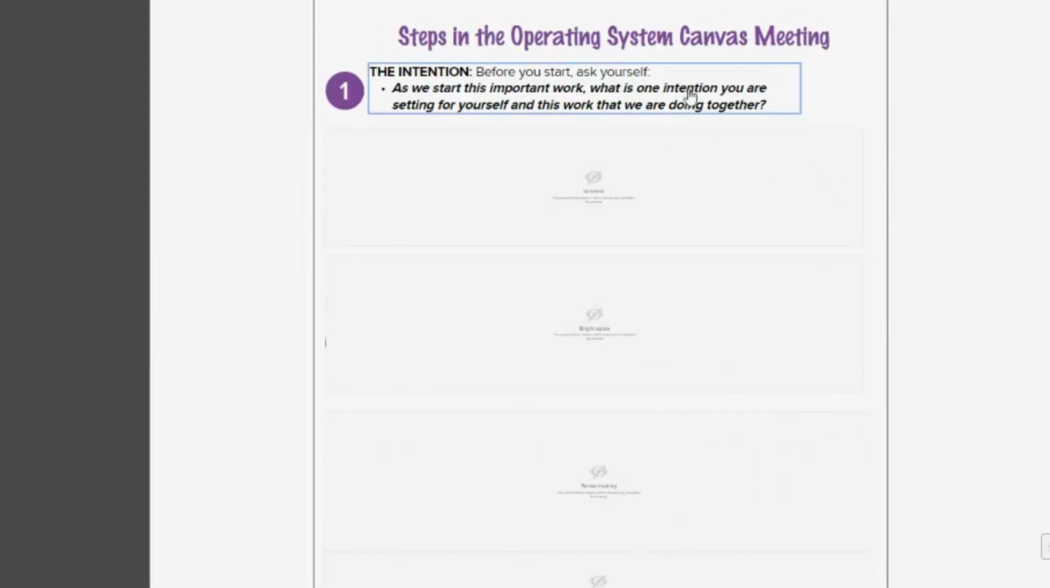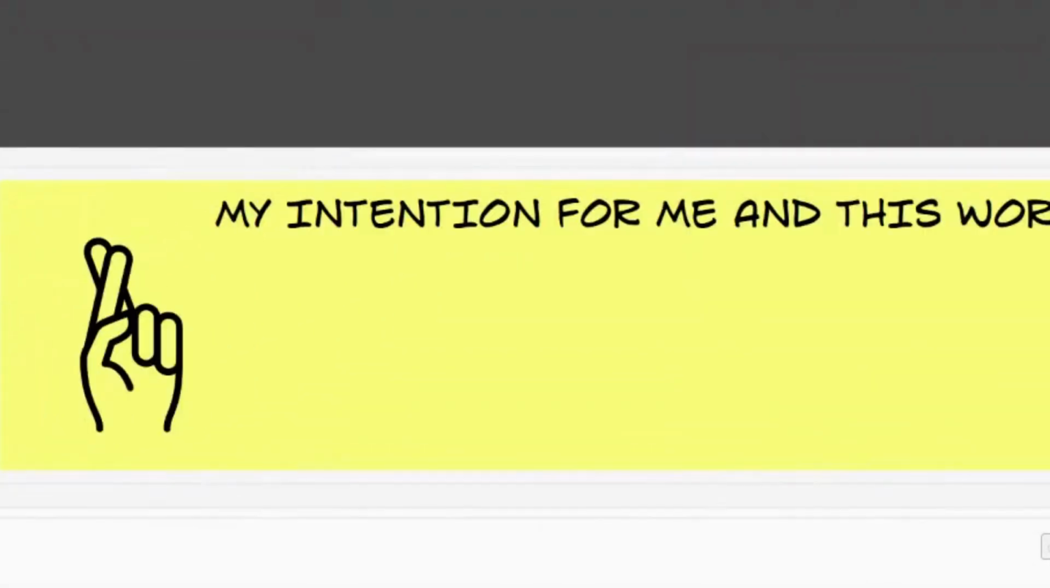The first part of the work is understanding the intention. After those 15 people join, either face-to-face or online, our work is all about asking what is the one intention that you're setting for yourself and for this work that we're doing together. And we do this in a very clear way, asking people to really think about the overall purpose of the work that we are doing. This is a great way to set up the group and give them a sense of the scope of what we are doing.